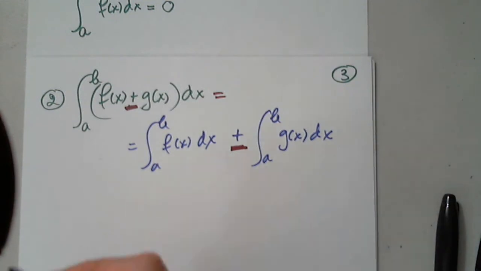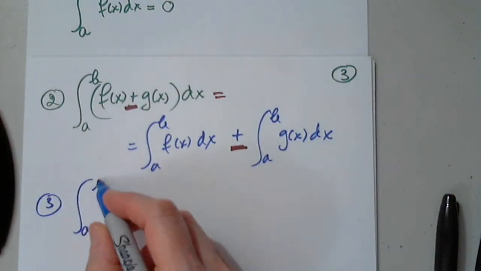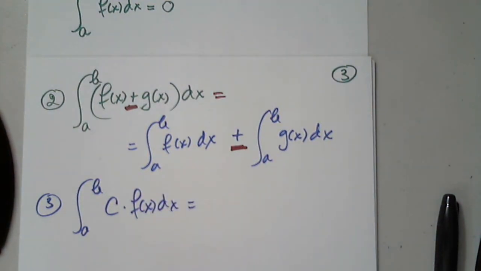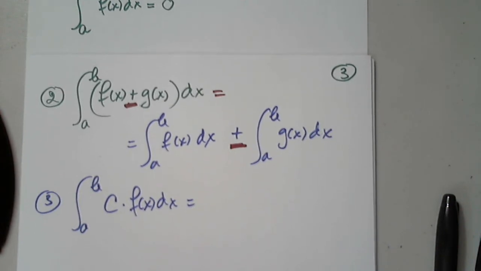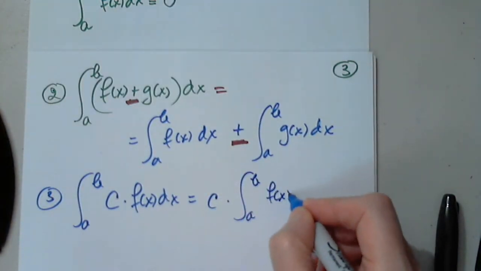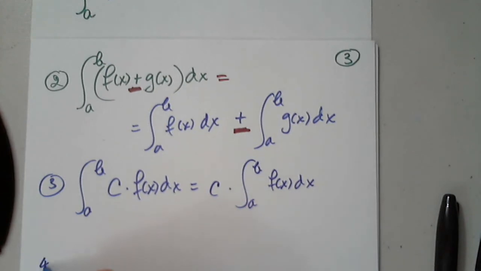What do you think about number 3? The integral from a to b of a constant times f of x dx. What do you think about that? We had the same properties with limits, the same properties with derivatives, the same properties with the summation notation, the same property with integrals. What do you think? Constant times the integral. Very good. Of course. Number 4, the integral from a to b of a constant dx.